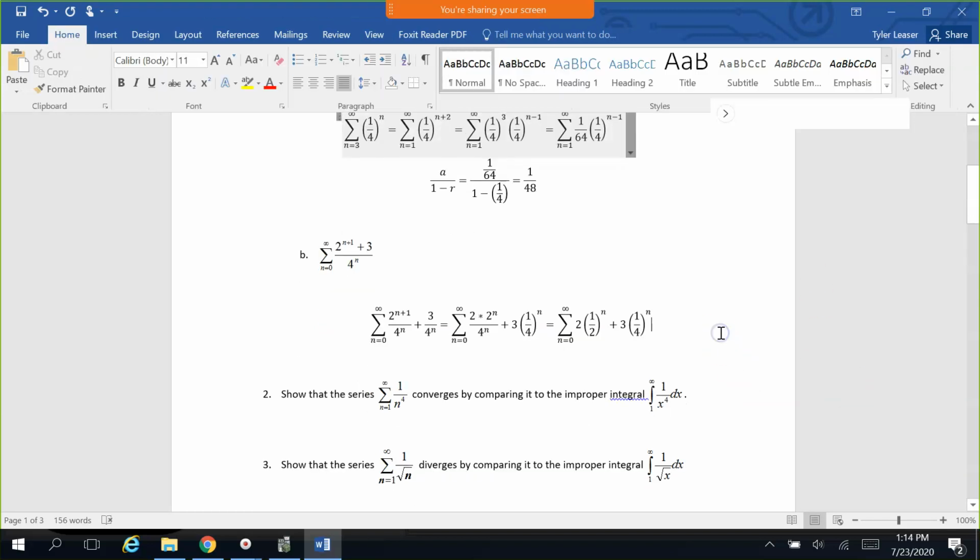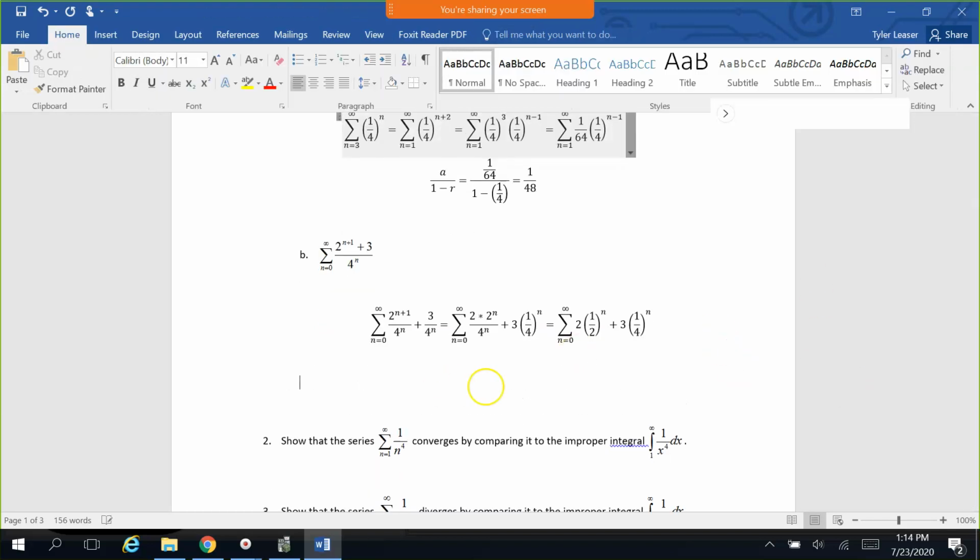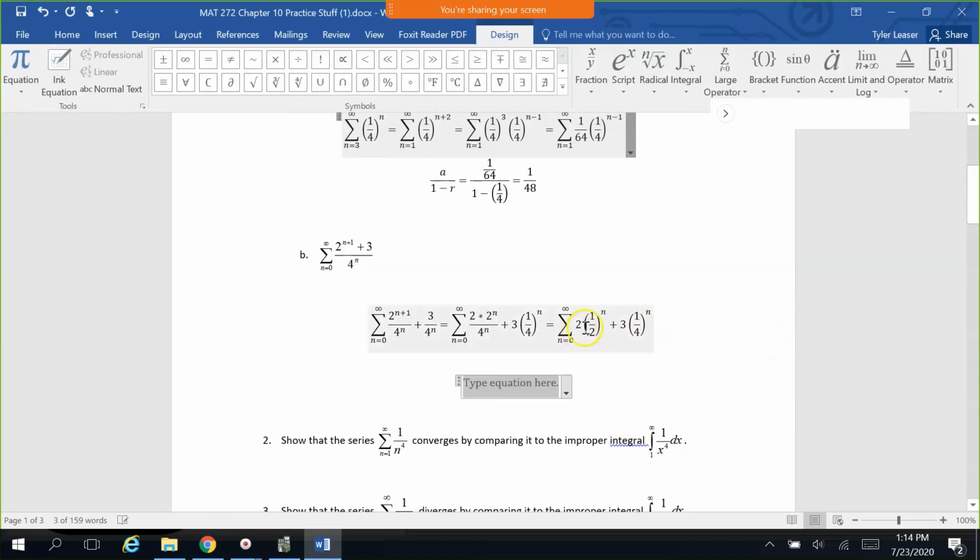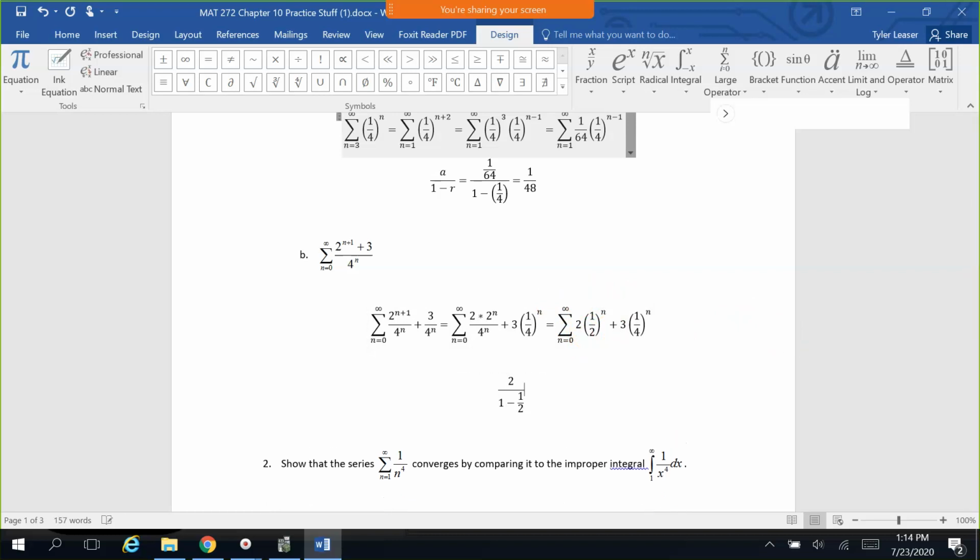Now each of these is written in that a r to the n format. So that means that the sum is just going to be the two sums added together. So the first series, a over 1 minus r, is going to be 2 over 1 minus 1/2, plus the second series, a over 1 minus r, is going to be 3 over 1 minus 1/4.